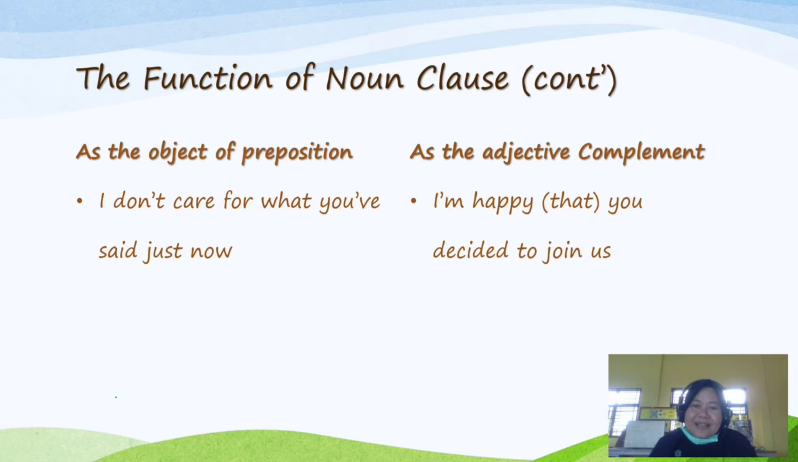Okay. Let's continue to another function of noun clause, as the object of a preposition. See, everyone, the preposition here.